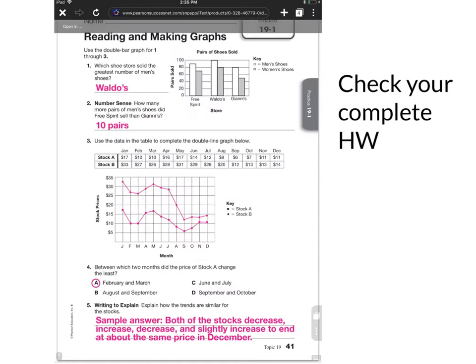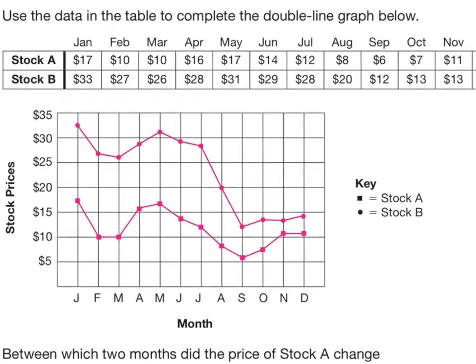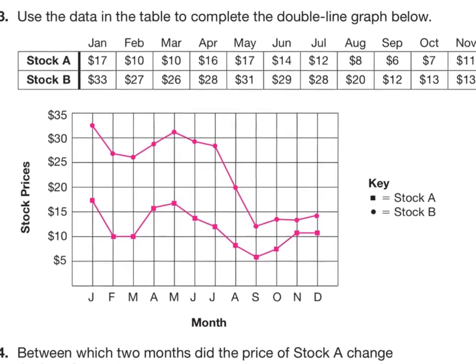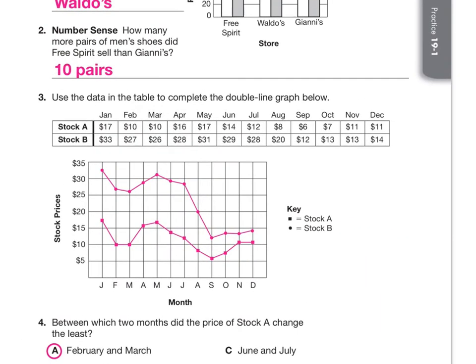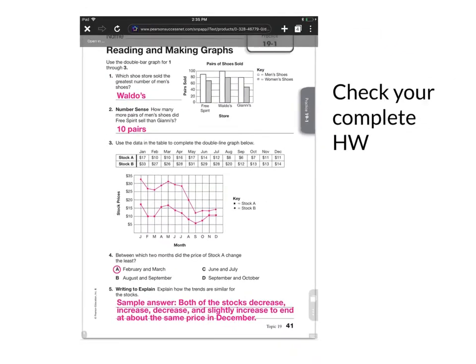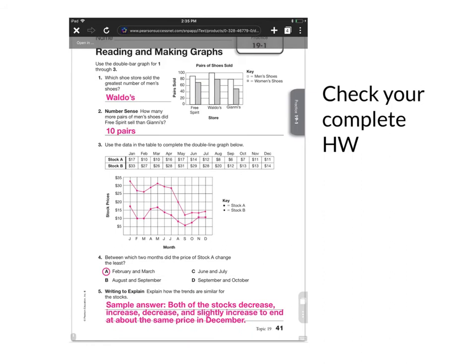Here's your complete homework. I would consider this graph the most difficult part of the homework. Let me zoom in on that. I see that each time stock B is used, we use the circle, and each time stock A was used, we used a square. Specifically it said to use a double line graph, so that's what we made here. They chose to do a line because there are dates or time passing. Moving on in 3, 2, 1.